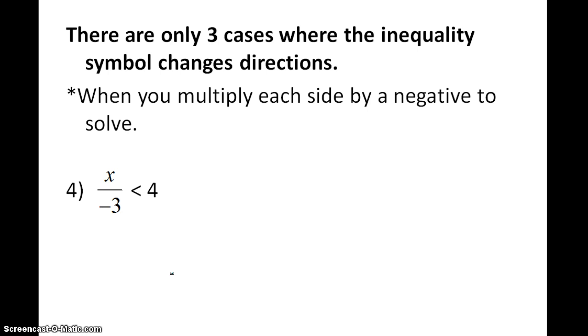Now, there are 3 cases where the inequality symbol does change directions, and they are as follows. When you multiply each side by a negative to solve it, in this inequality, we are taking x and dividing it by -3. And so we will have to multiply by -3 to get rid of that -3. We'll do it on both sides, times -3. That will leave you x on the left side, and on the right side you'll have -12. But instead of bringing down that less than symbol, this time we reverse it and make it a greater than symbol.